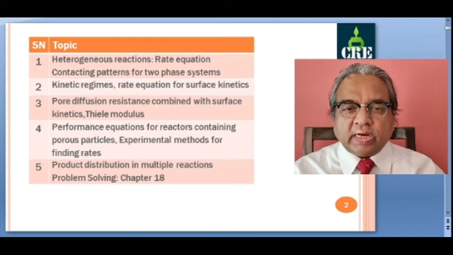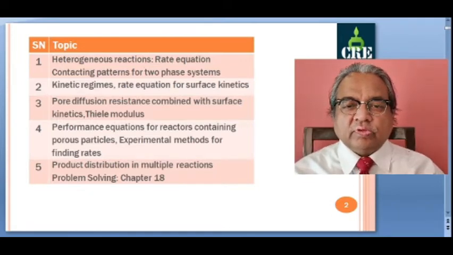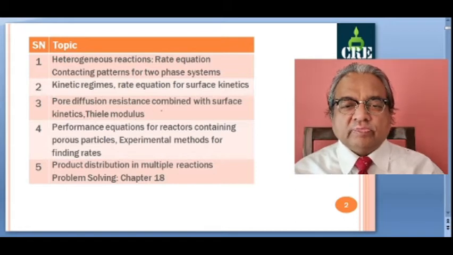Today we will start with the new topic on catalysis. We will cover here heterogeneous reactions, rate equation, contacting patterns for the two-phase systems, then kinetic regimes and rate equation for surface kinetics. We will also see the pore diffusion resistance combined with the surface kinetics and the concept of Thiele modulus. Then we will look into performance equations for the reactors containing porous particles and also experimental methods for finding the rates.